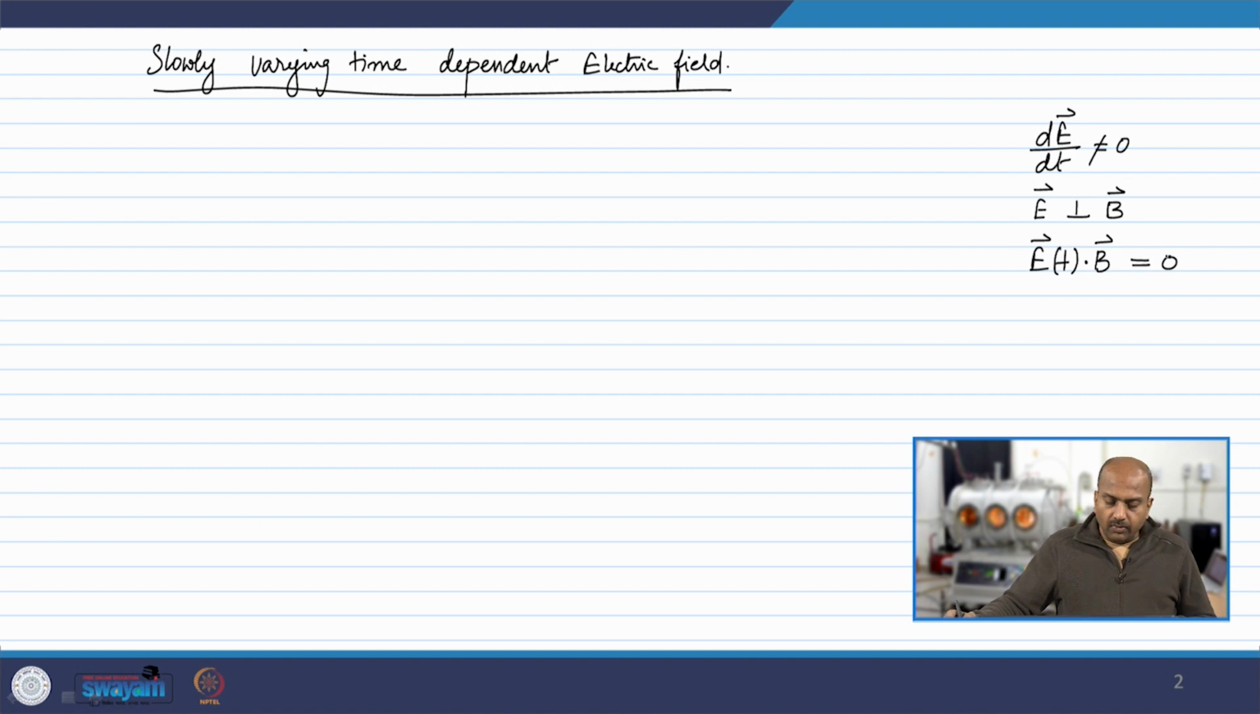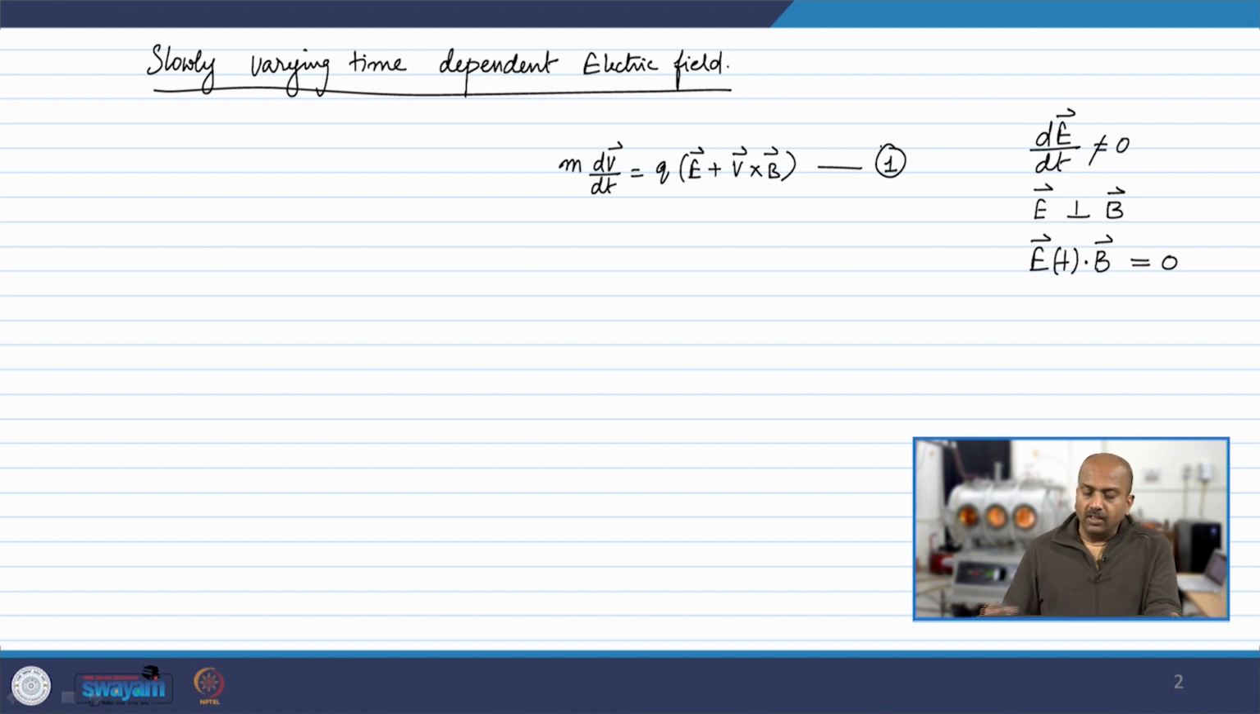Now, we shall investigate the motion of charged particles in a time dependent electric field. So, where do we start? We always start with the basic Lorentz force equation, which is m dV by dt is equal to q times (E plus V cross B), right. Let us call this equation number 1.